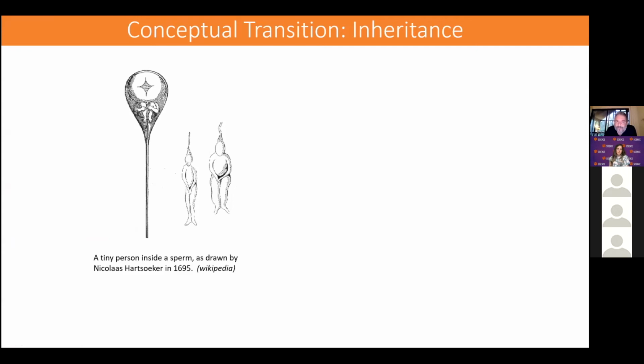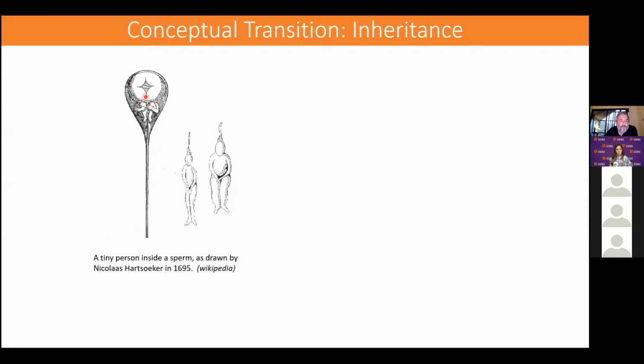There's a big conceptual transition that happens sometimes in science. It's happening right now, and this is very much a Star Trek type transition, I think. And I like to look at an example of one from the past. This used to be the way people thought that humans got reproduced. This is an image from back in 1695.